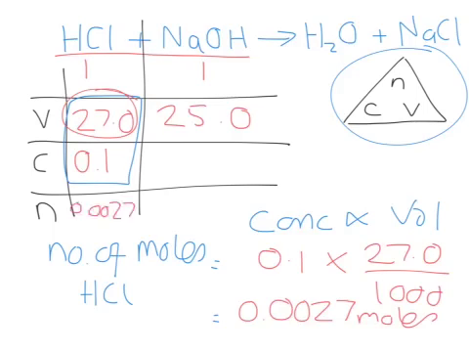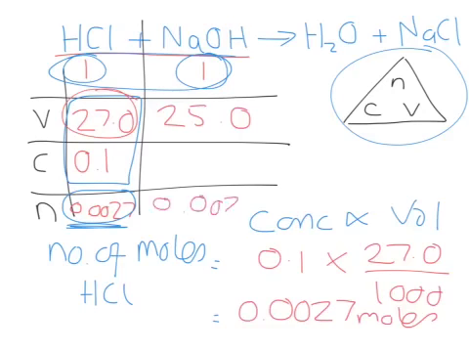Now we know how many moles of HCl were actually reacting with the sodium hydroxide, and because this is a 1-to-1 ratio, we can therefore say that 1 mole of HCl will react with 1 mole of sodium hydroxide. However, we didn't have 1 mole, we had 0.0027, so therefore we can say that there are 0.0027 moles of sodium hydroxide reacting with the hydrochloric acid.